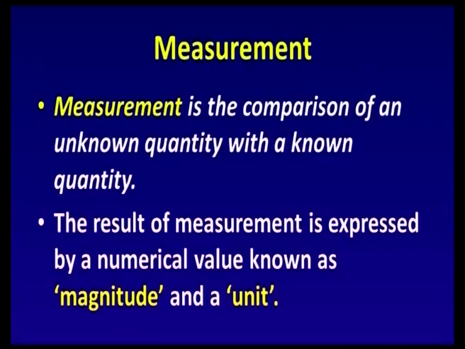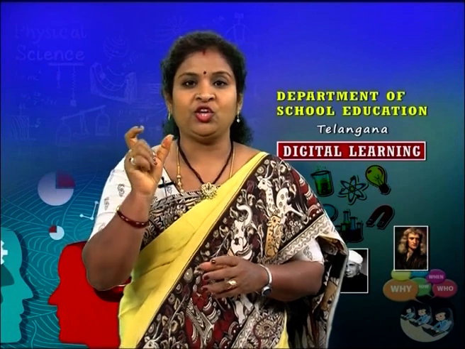So measurement is the comparison of an unknown quantity with a known quantity. The result of measurement is expressed by a numerical value known as magnitude. Magnitude means the amount. It tells us how many times the unknown quantity is more than the known quantity. So we call it a unit.